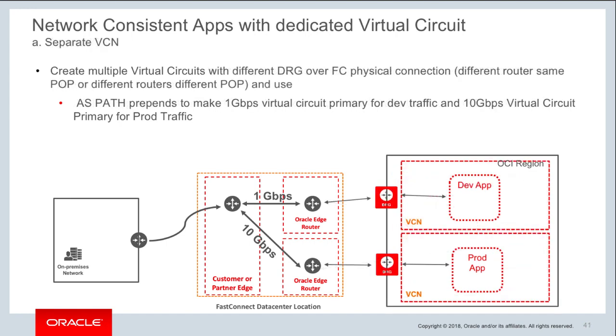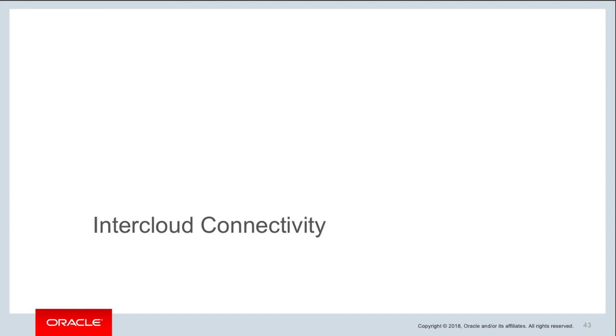It can be the same VCN or it can be a separate VCN as well, because from a VCN perspective, it doesn't matter. So intercloud connectivity is another important topic that a lot of different enterprise customers are currently investing their resources in. The reason is that as you make a move towards the cloud, you might end up having workloads in different clouds and not even just in one public cloud.